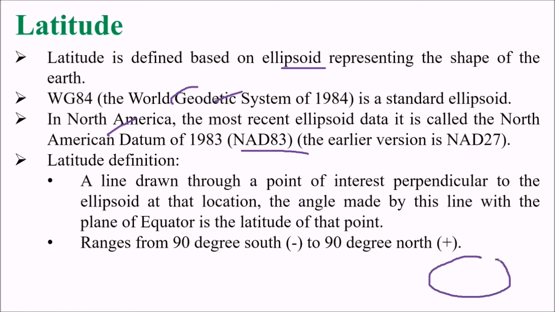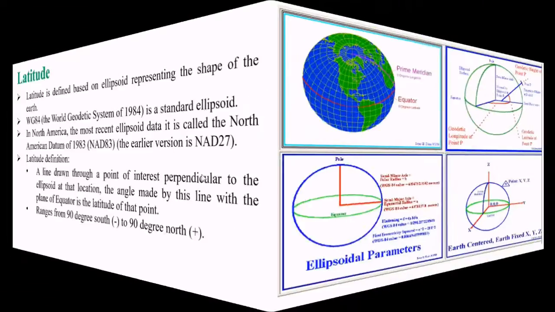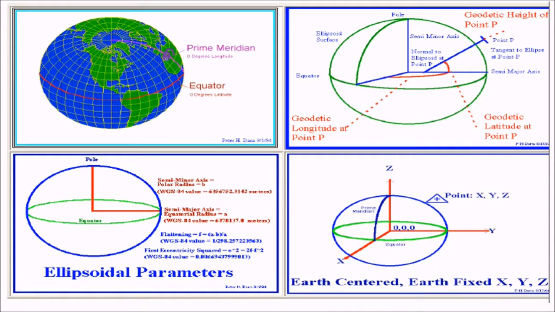So if this is the Earth, this is the equatorial plane. If this is where you want to find out, then this angle from the center and the equatorial plane is the latitude. It ranges from 90 degrees up north to 90 degrees down south. This is the prime meridian, the equator, and in this case, this is the center of the Earth.